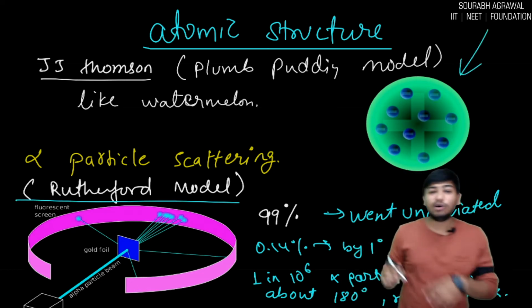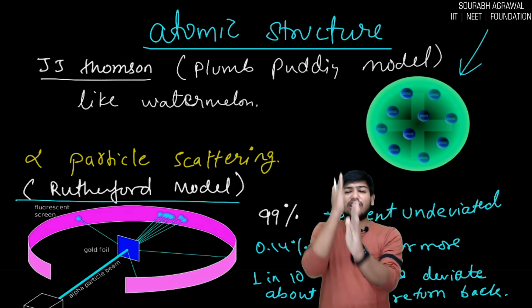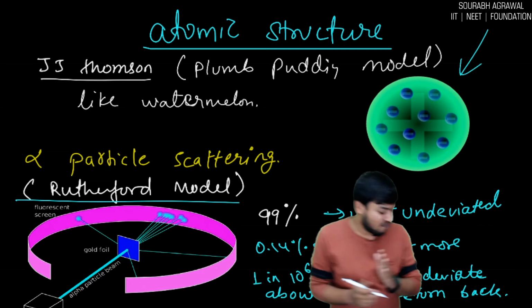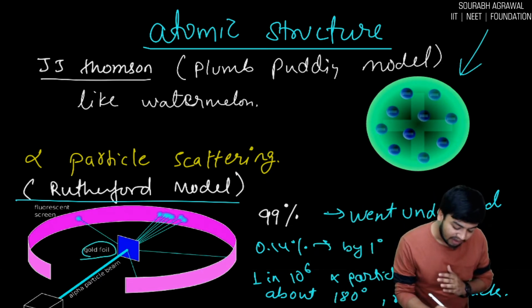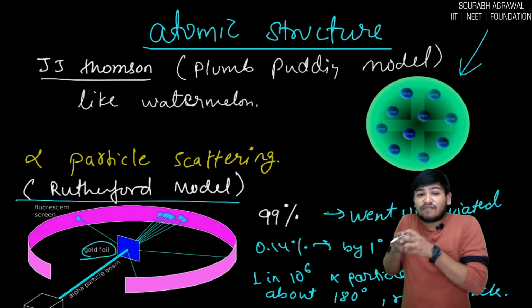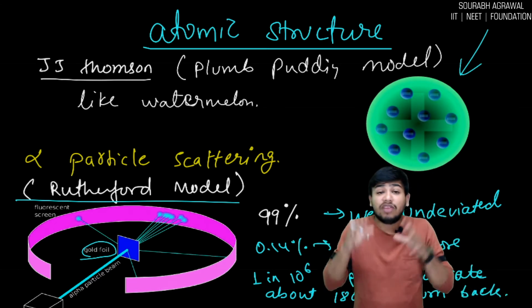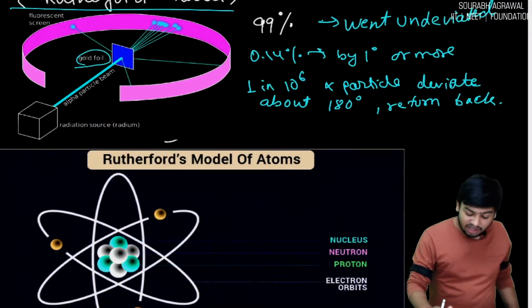After that, who came? Rutherford came. He did an experiment. He took a very thin gold foil, and then alpha particles with a very high speed were directed at it. Then what result did he see?